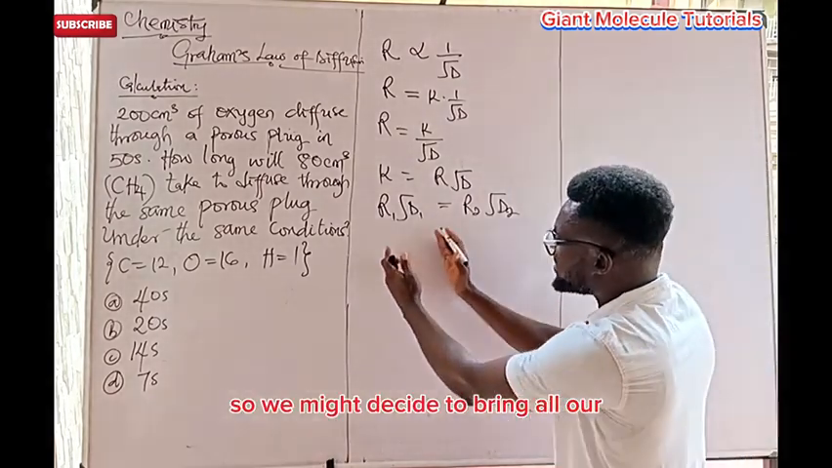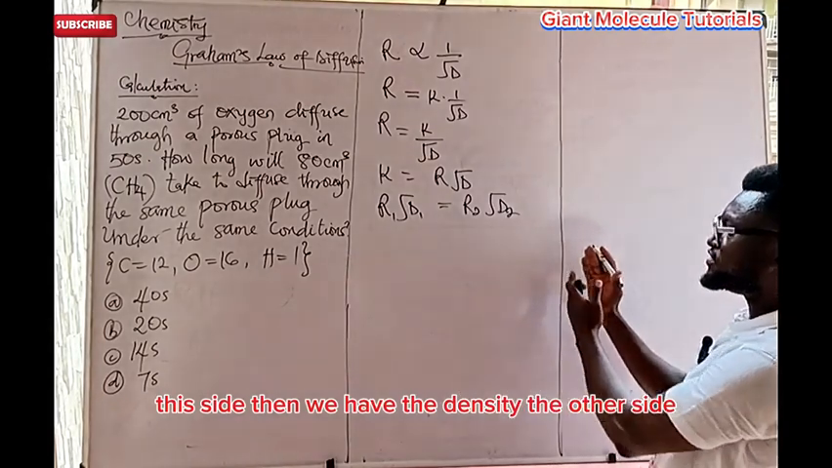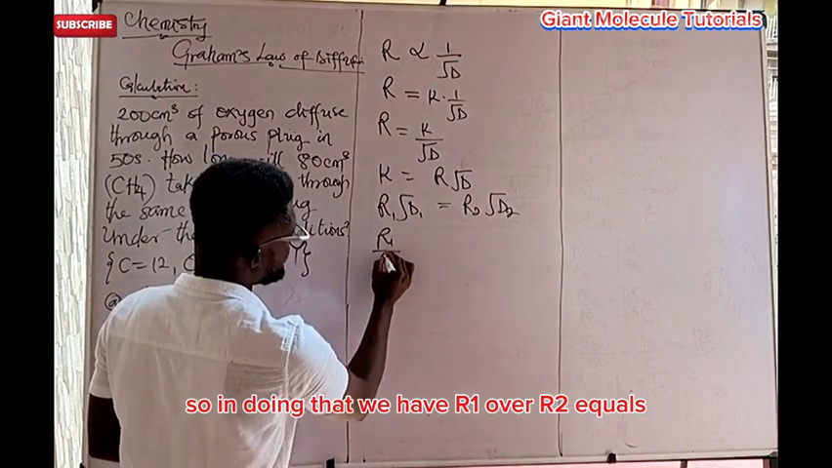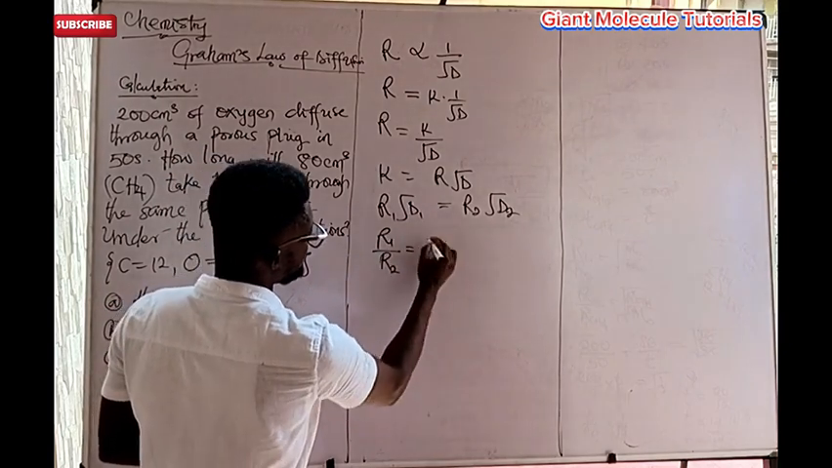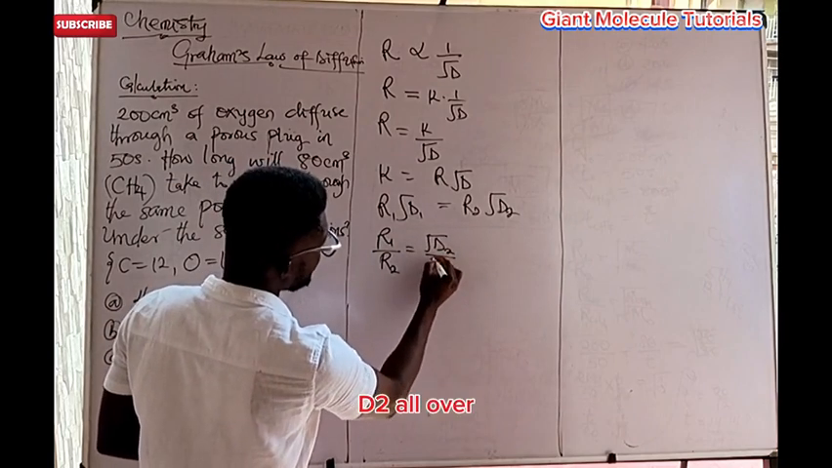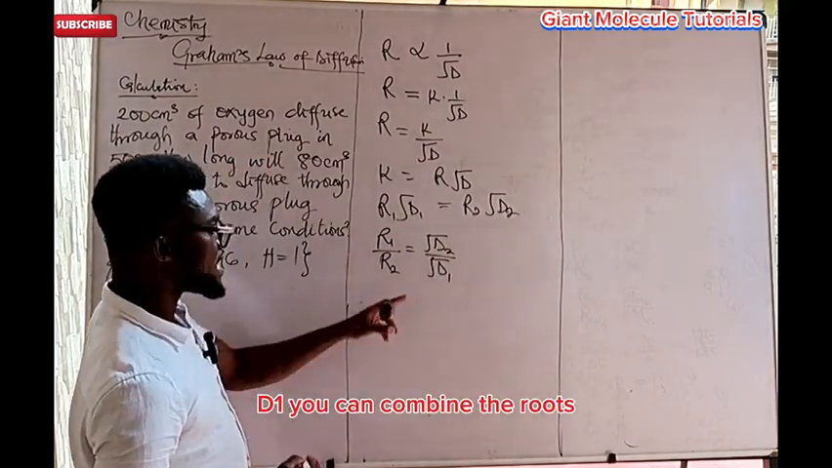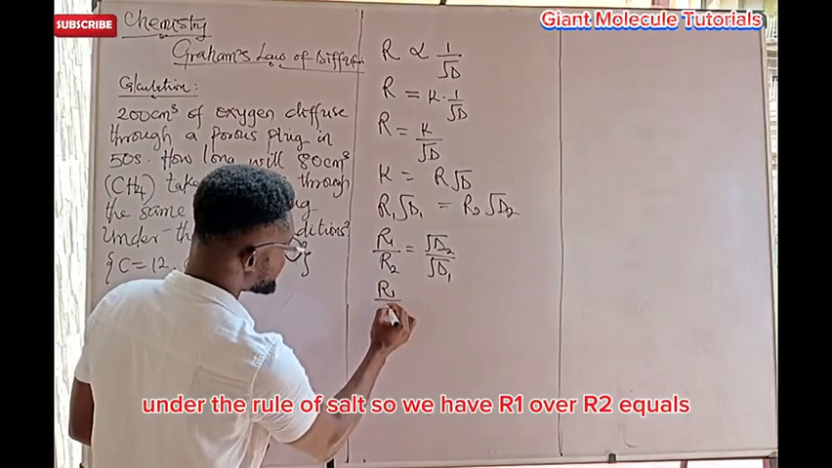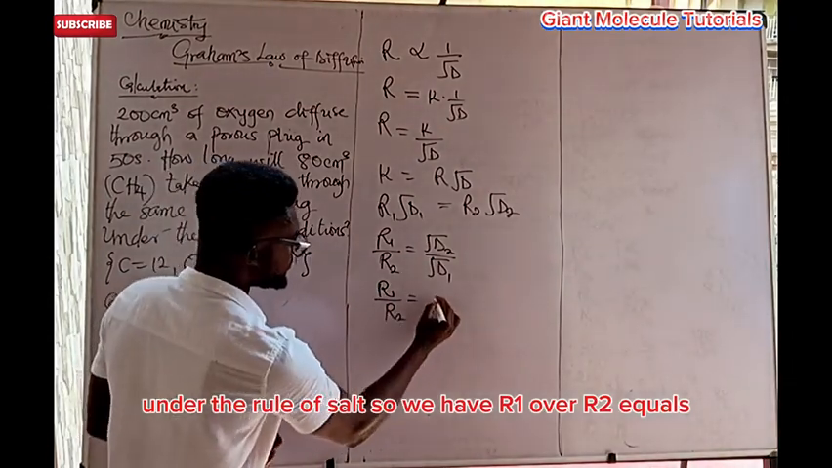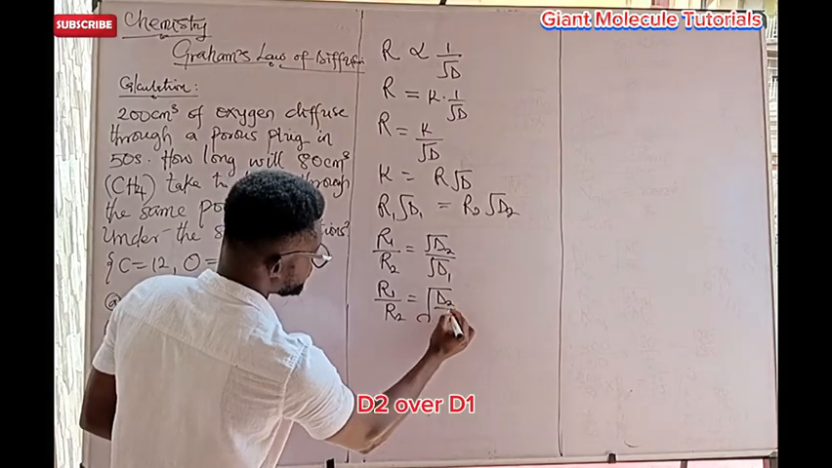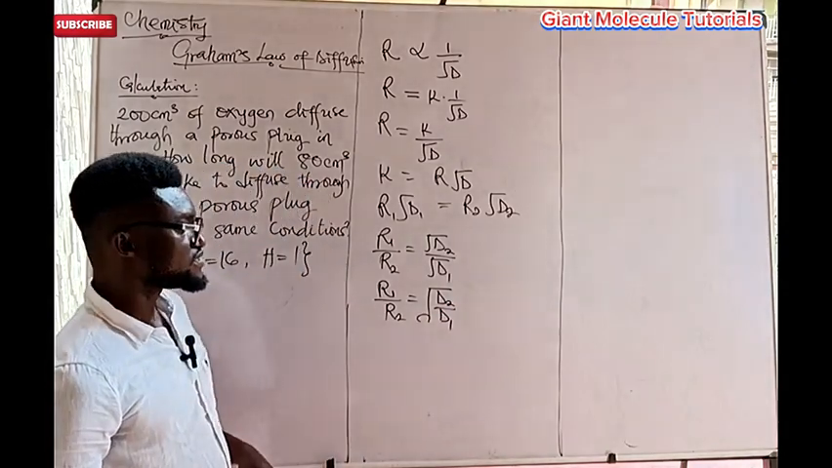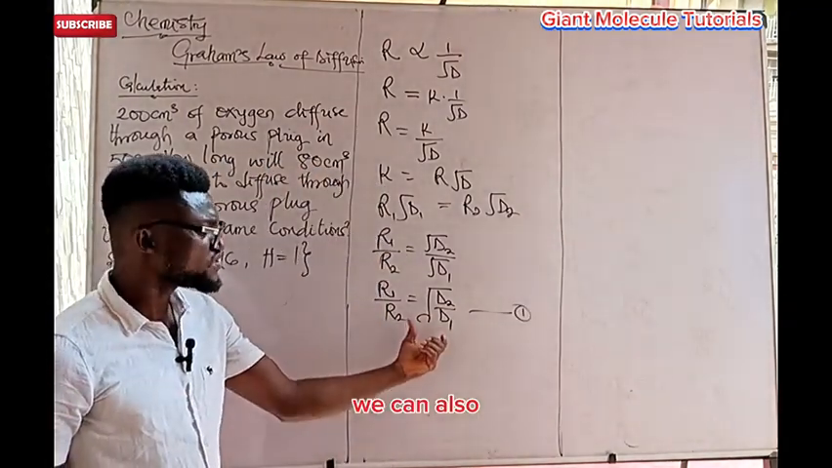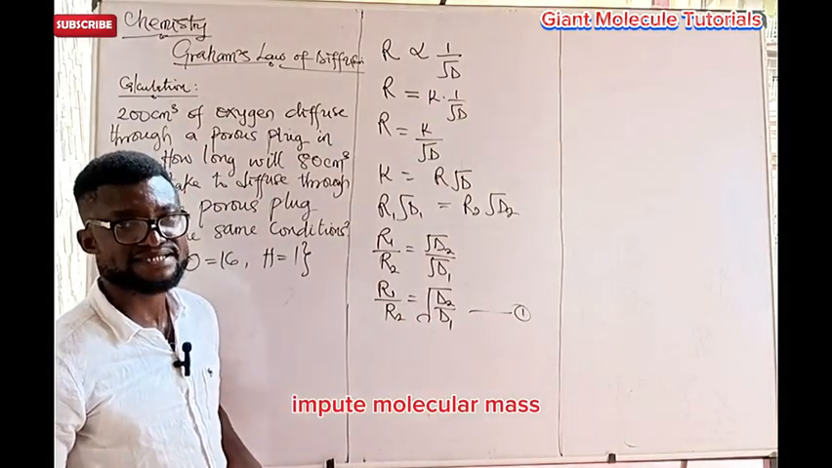So we might decide to bring all R this side, then we have the densities the other side. In doing that, we have R1 over R2 equals square root of D2 over D1. You can combine the roots under the rule of thirds. So we have R1 over R2 equals square root of D2 over D1. Now, if you have this very formula, we can also impute molecular mass.